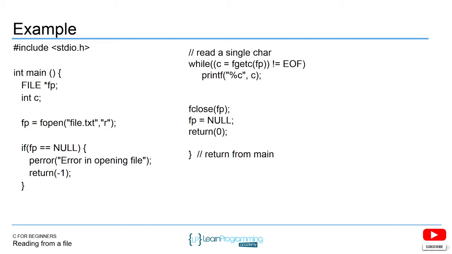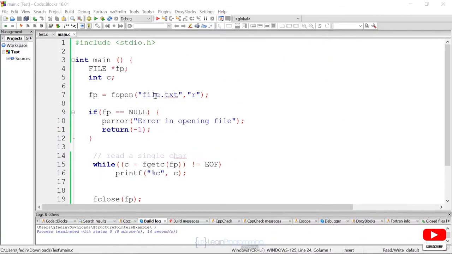Last thing we want to do is close the file. We then want to set our file pointer to NULL, and we can return. Let's try utilizing this, creating this inside of Code::Blocks. So here's our program inside Code::Blocks. It does exactly what it says.